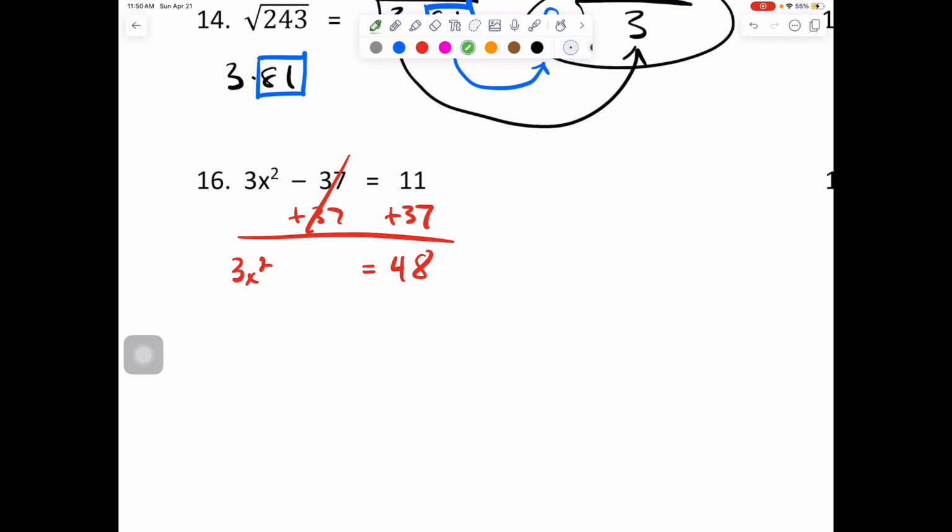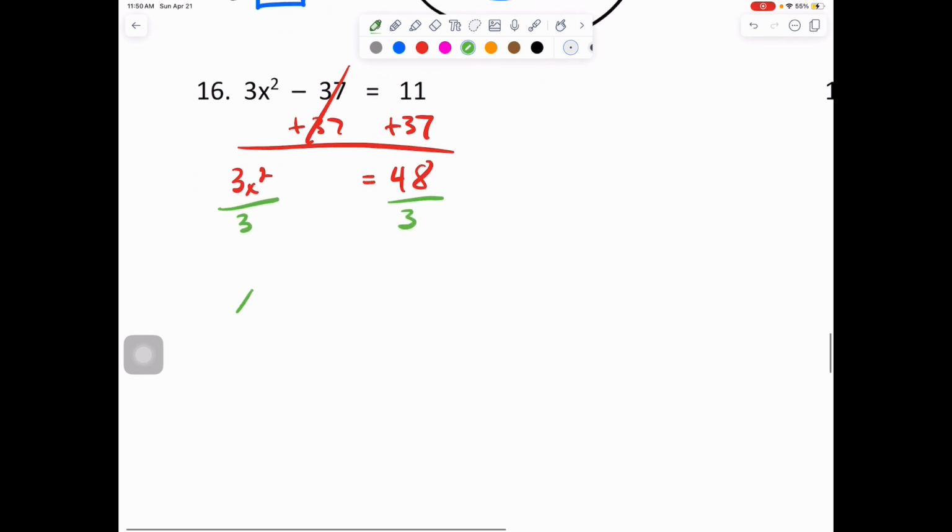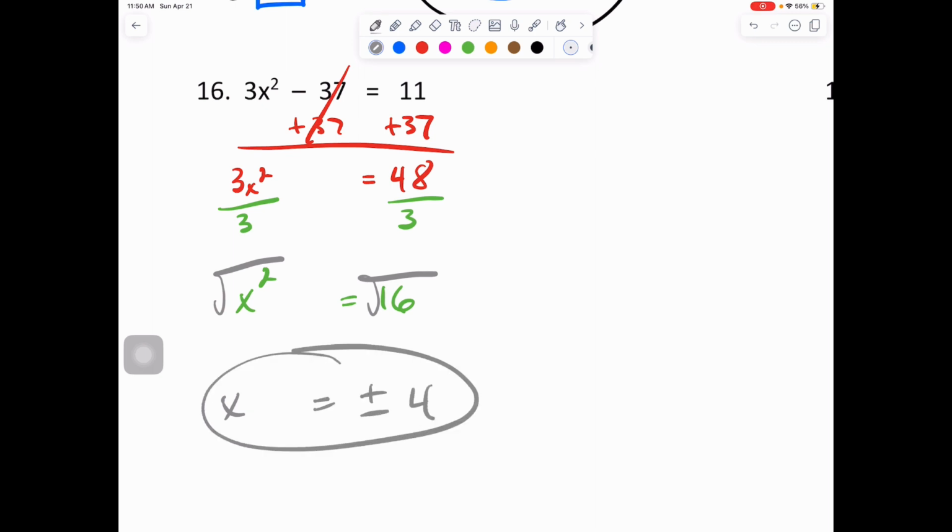The next step will be to divide each by the coefficient of x squared, which is 3, giving us x squared equals 16. Then we will have to take the square root of x squared to get x by itself, and what we do to one side we do to the other. X equals plus minus 4.